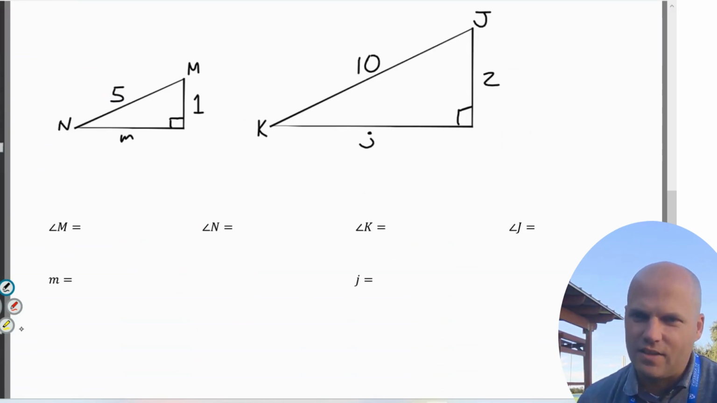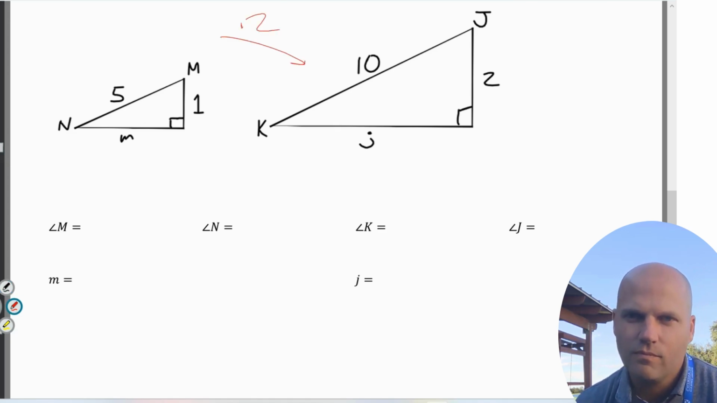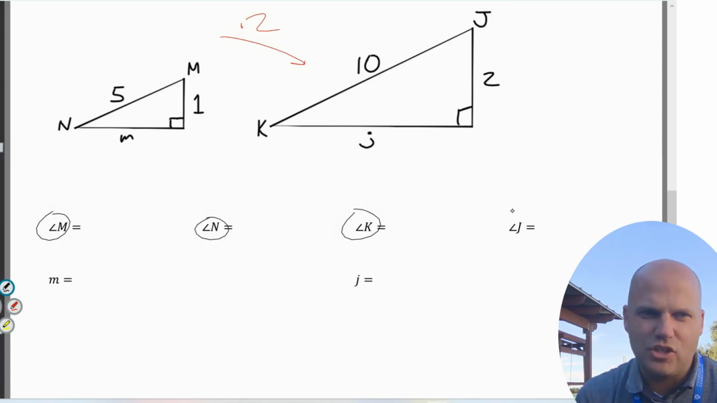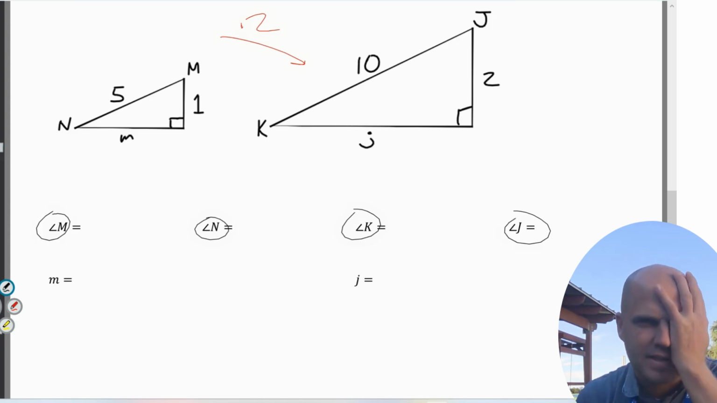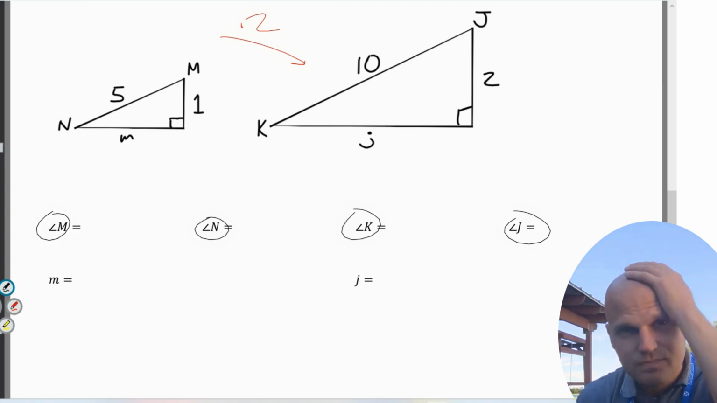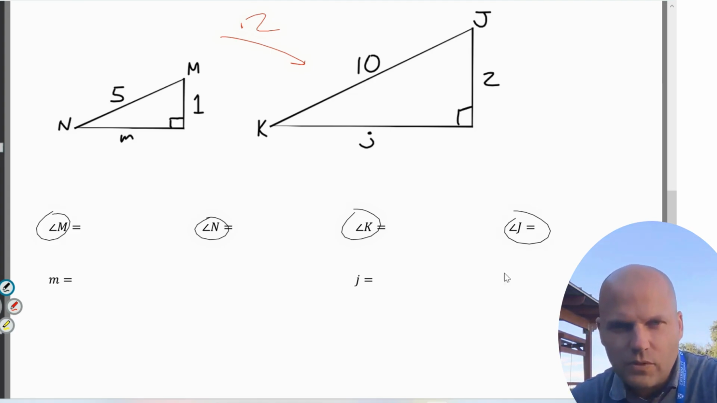You see how these triangles are similar to each other? K and N have to be the same. M and J have to be the same. You can tell they're similar triangles, guys. I can just tell.